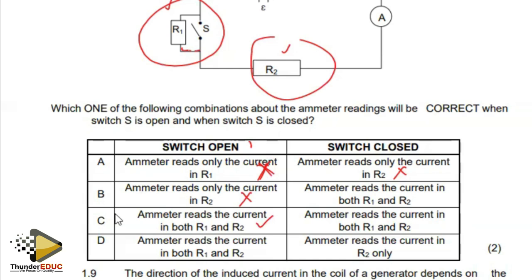Let's look at this side. If we close this, ammeter reads the current in R1 and R2. No, it's not going to be correct, because the moment you close the switch, there is no resistance here. There is resistance this side. So the current will just go through straight via that channel.